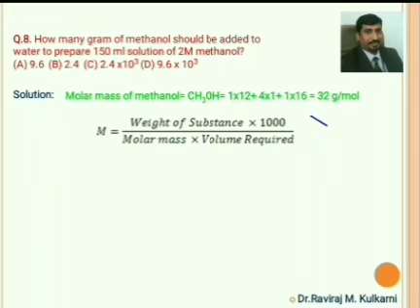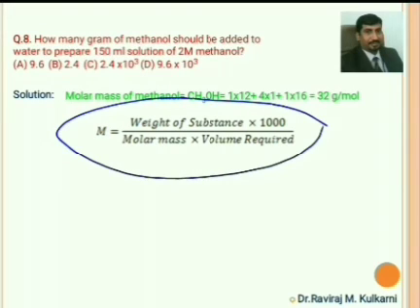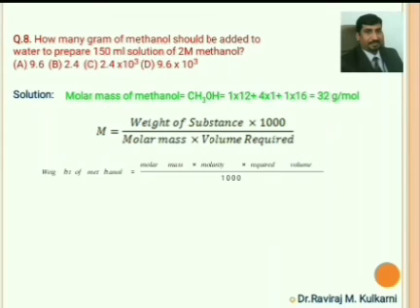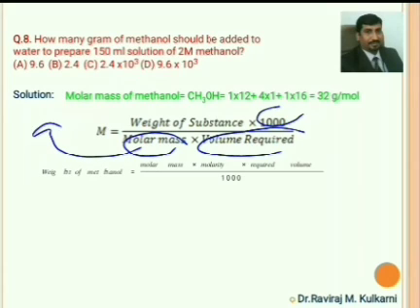So I have given this equation in the beginning. I told you to remember this. So molarity of any solution is equal to weight of substance into 1000 divided by molar mass into required volume. But we want a 2 molar solution, so they are asking for the weight here. Weight of the substance is equal to, you take this 1000 that side, volume required also this side, molar mass also this side. So weight of methanol is equal to molar mass into molarity into required volume divided by 1000.